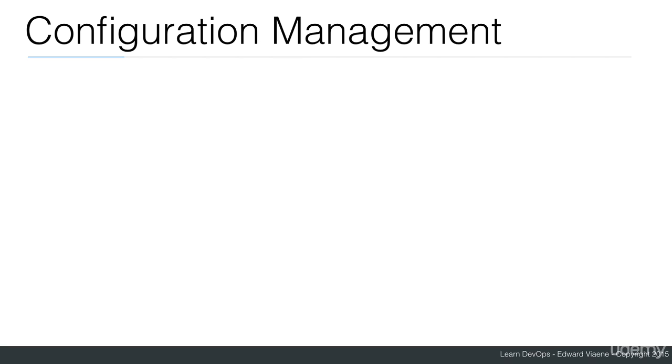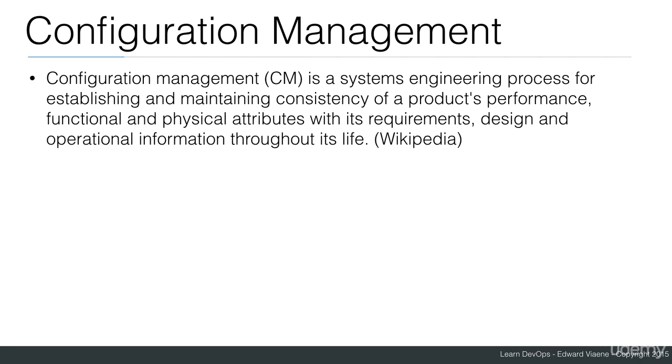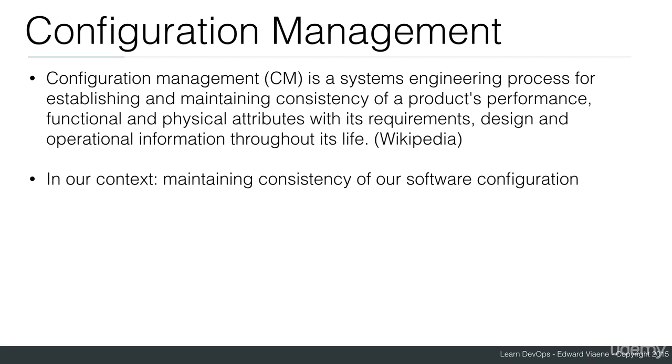So what is configuration management? Let's take a look at a broader definition. Configuration management, or CM, is a systems engineering process for establishing and maintaining consistency of a product's performance, functional and physical attributes with requirements, design and operational information throughout its life. In our context, it's maintaining consistency of our software configuration. We are going to provision some servers, we're going to install software on it in an automated way, and then we need to maintain the consistency of that software configuration. That is what configuration management is.